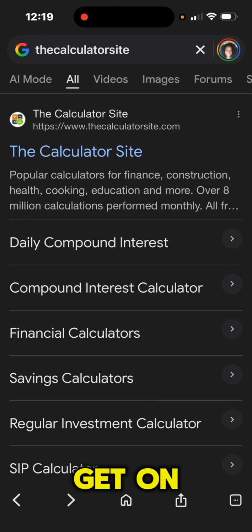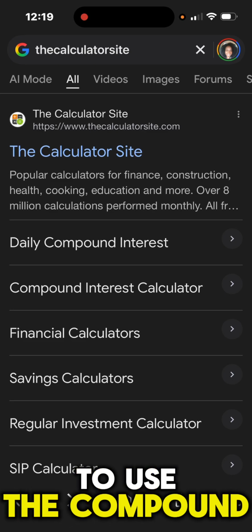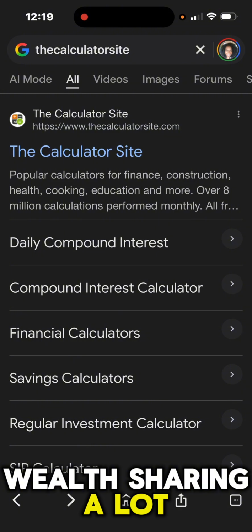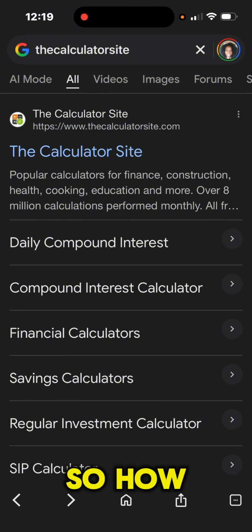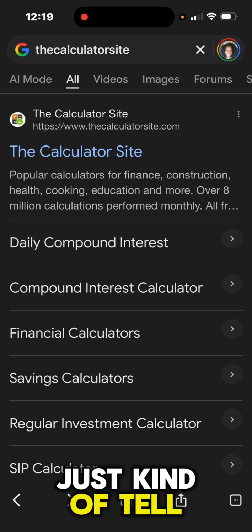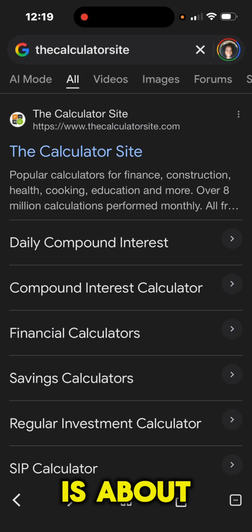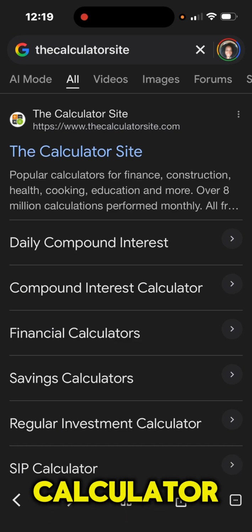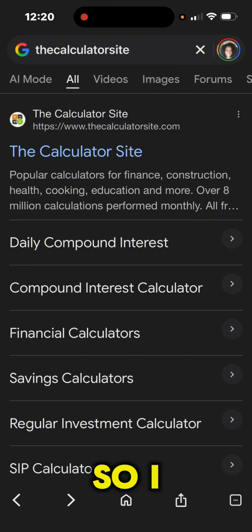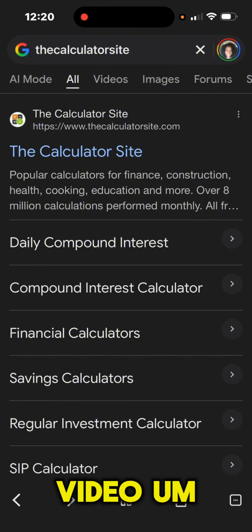Just want to get on and show you how to use the compound calculator that we use in BG Wealth Sharing. A lot of times people ask, so how does it work? What does it look like? When I tell people about what BG is about, I always show this calculator, but the people on my team don't understand how to use it. So I say, you know what? Let me make a video.